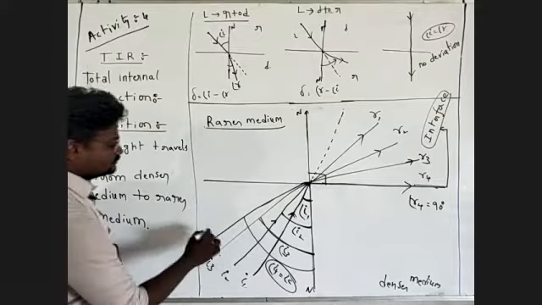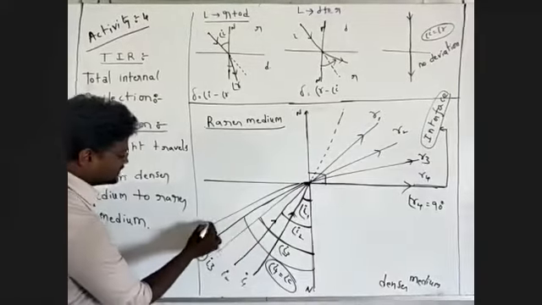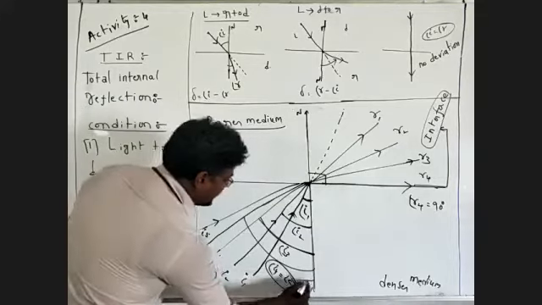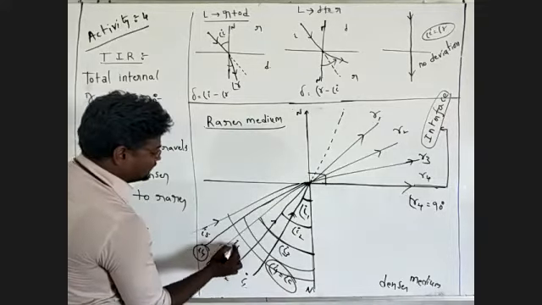Next, one more incident ray, where the angle is more than the critical angle.